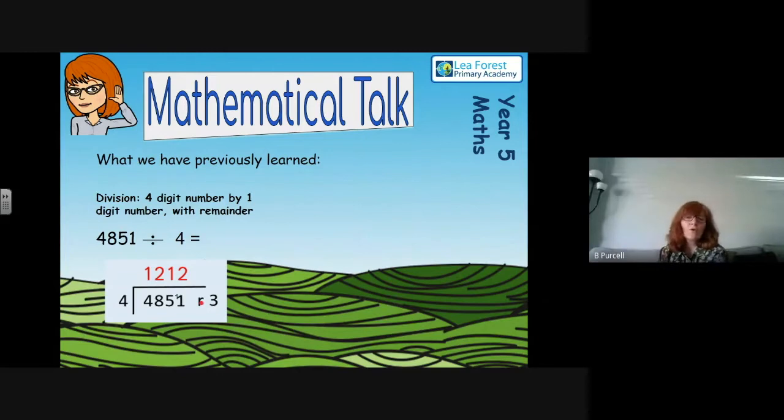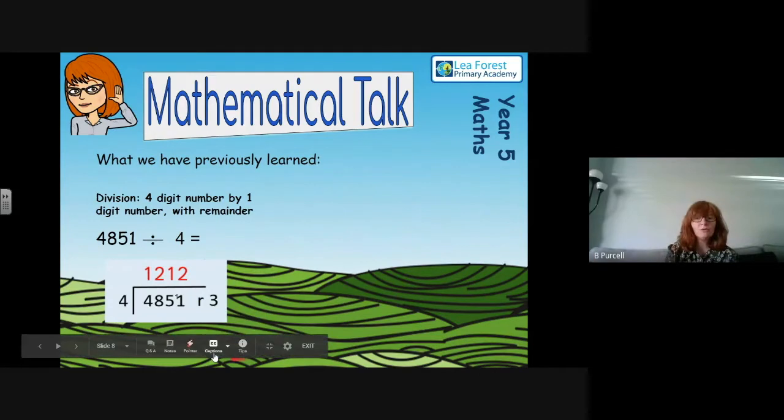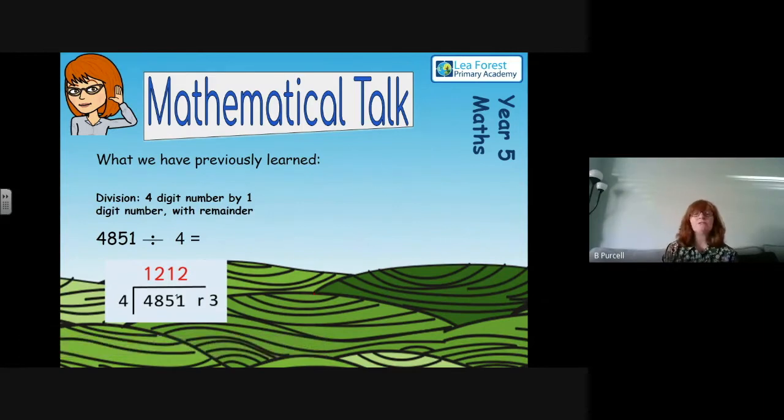So 11 divided by 4, how many times does 4 fit into 11? 4, 8. I can't get another one because it's 12. So 4, 8, so that's 2. And then the difference between 8 and 11, 9, 10, 11, is 3. So I have a remainder of 3. So that's a run over the skills that we've learned.